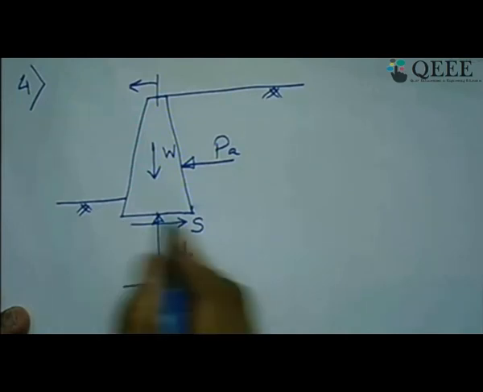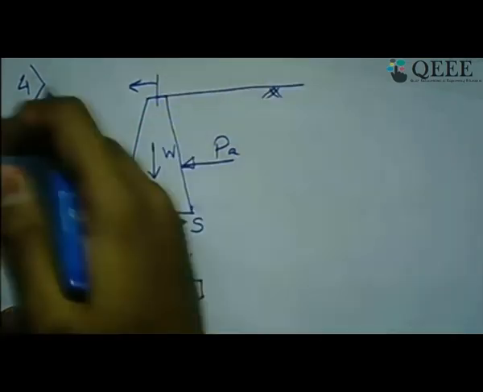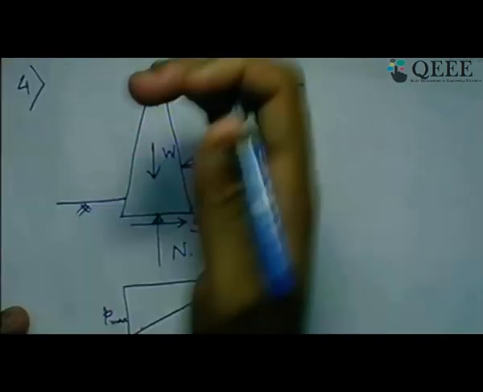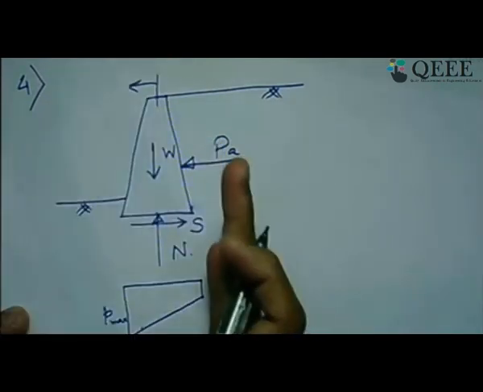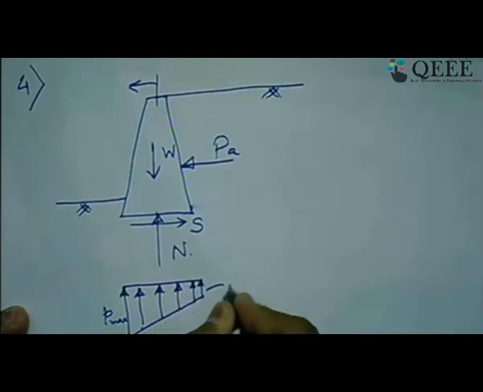The pressure distribution below the base of this retaining wall, you will have more pressure over here and less pressure over here. You can easily estimate that by taking the balance of moments, because on this side you are pushing the wall towards the soil, so more pressure will come from this side, whereas less pressure will come from this side. If we see the pressure distribution below the base of the wall, this is what it should look like. This is P minimum pressure, here it is maximum pressure.